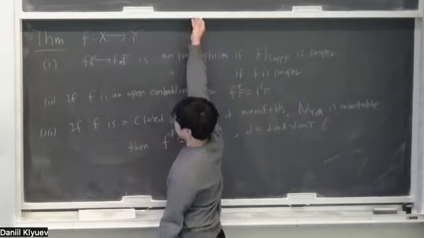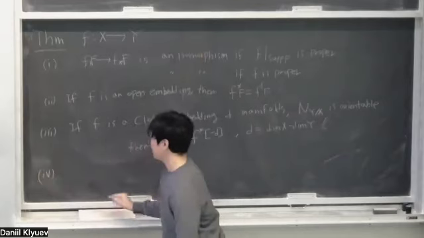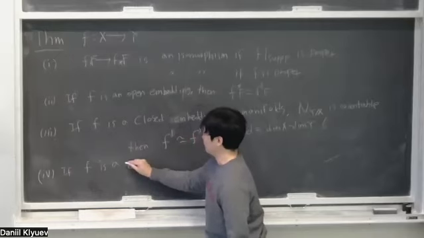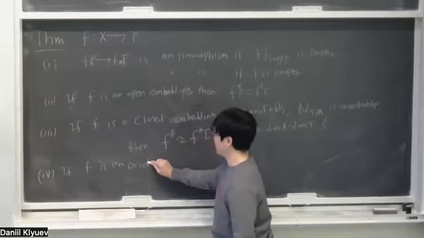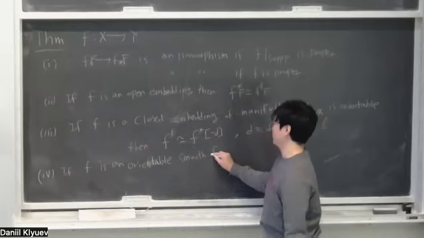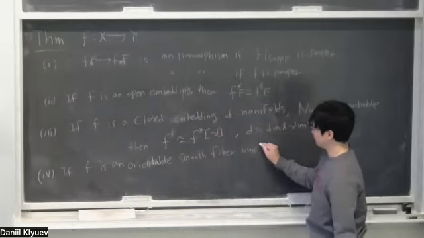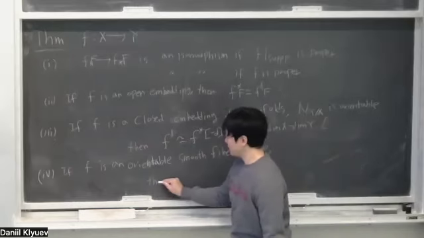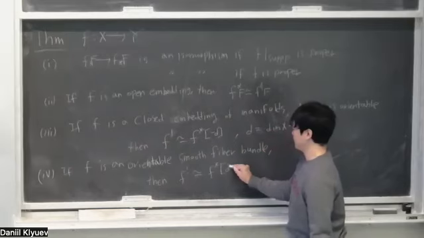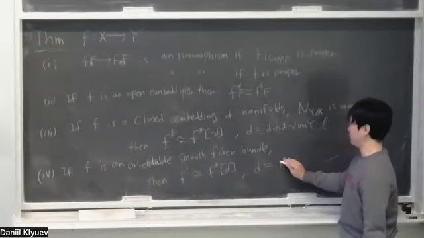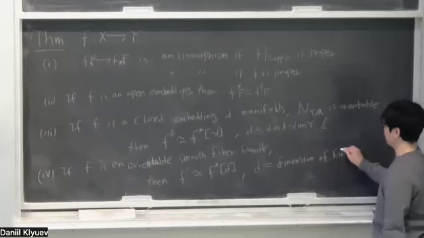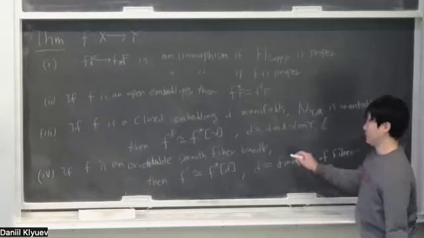And in that case, if f is an orientable smooth fiber bundle, then we also have this isomorphism, where d is the relative dimension, the fiber dimension.